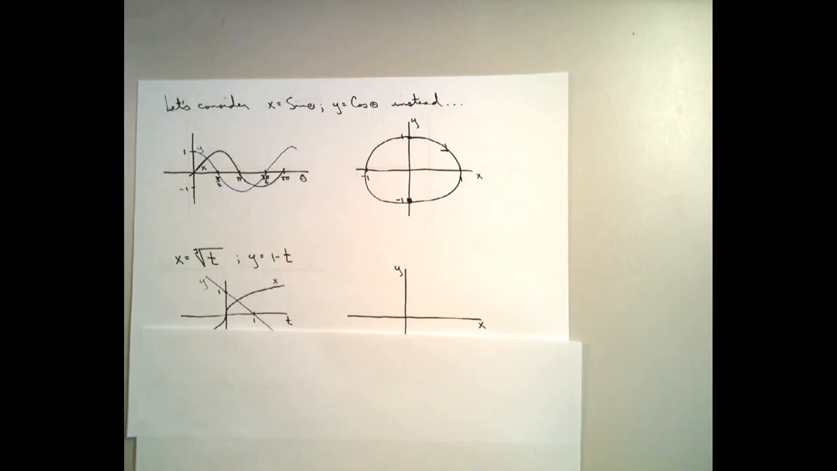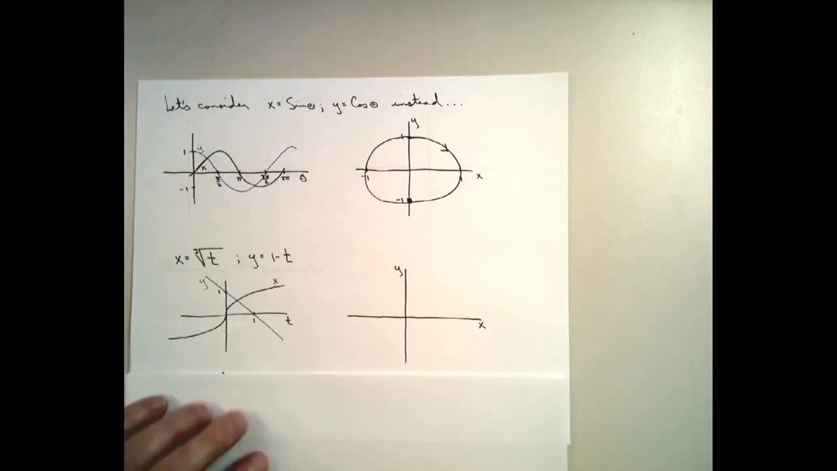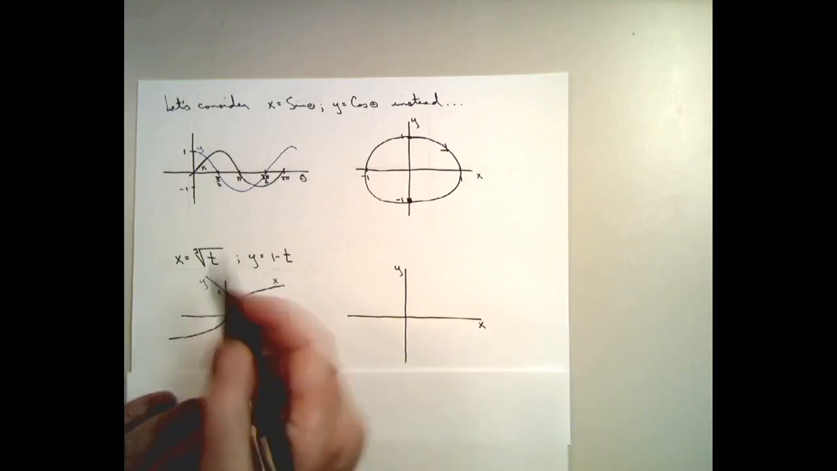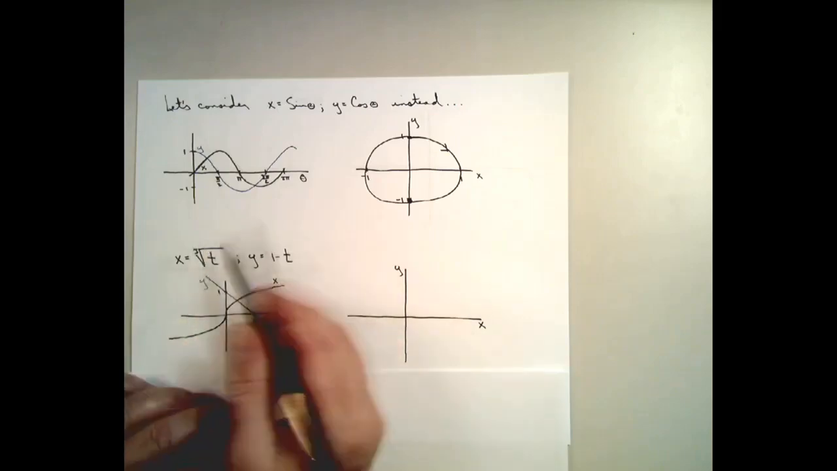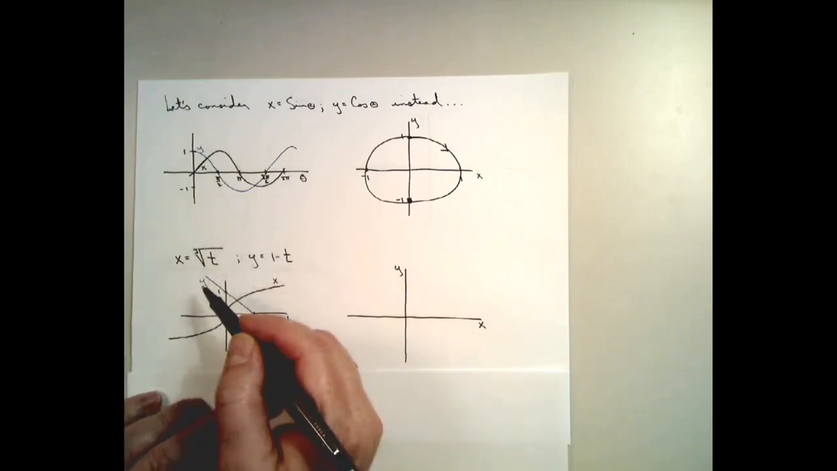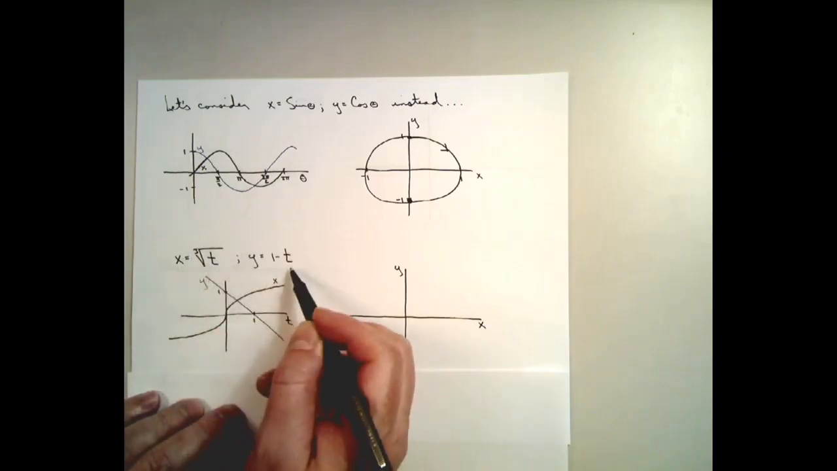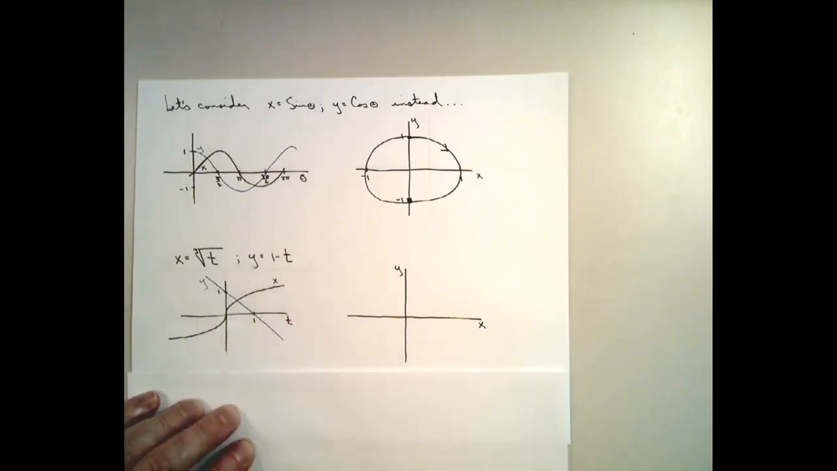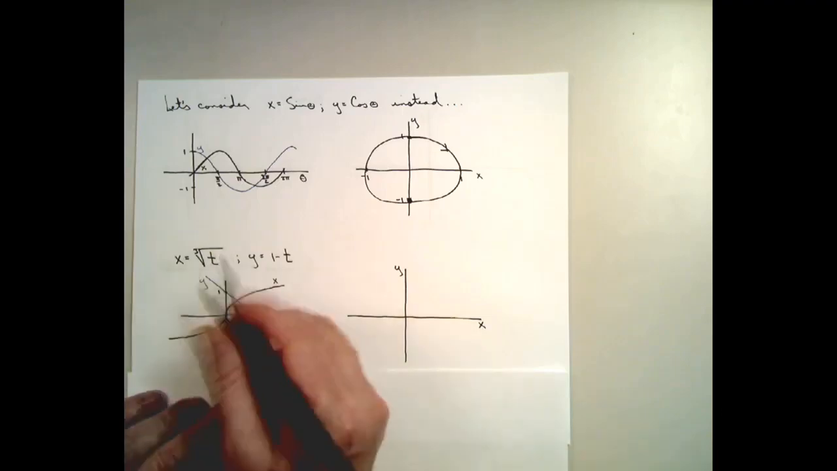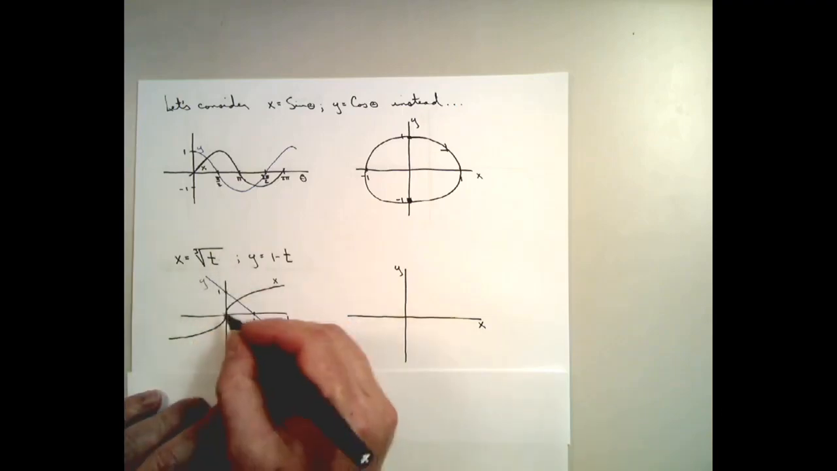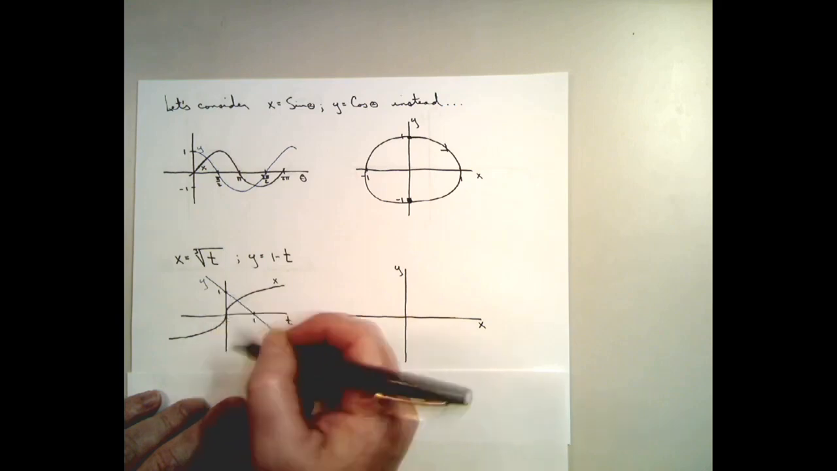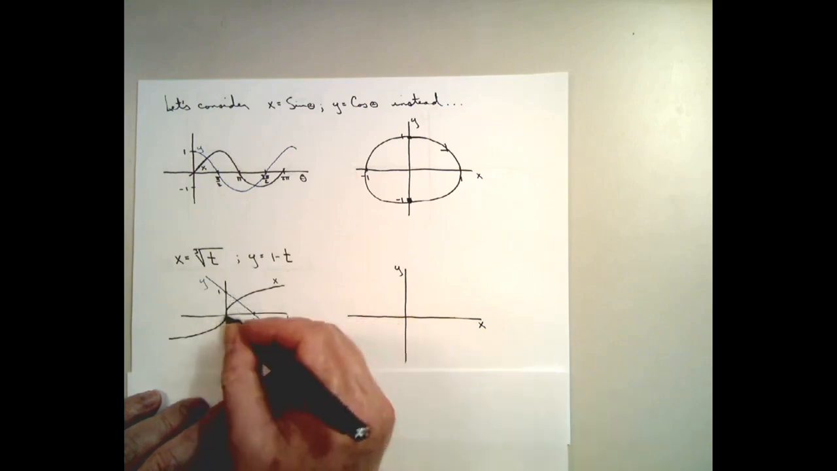Okay, let's do one that doesn't involve trig functions this time. Let's let x be, I'll change the name of the parameter, it doesn't matter what I call the parameter, x is the cube root of t, y is 1 minus t. I have those two graphs sketched below. So let's pick a starting point. This might be a good starting point. I know the value of x and the value of y whenever the value of t is 0.